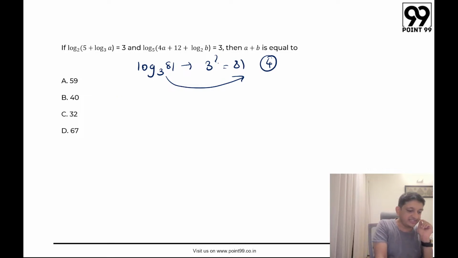So take 30 seconds, 40 seconds, 45 seconds, and then we'll start solving this at 9:15. And this is the last question of the day.